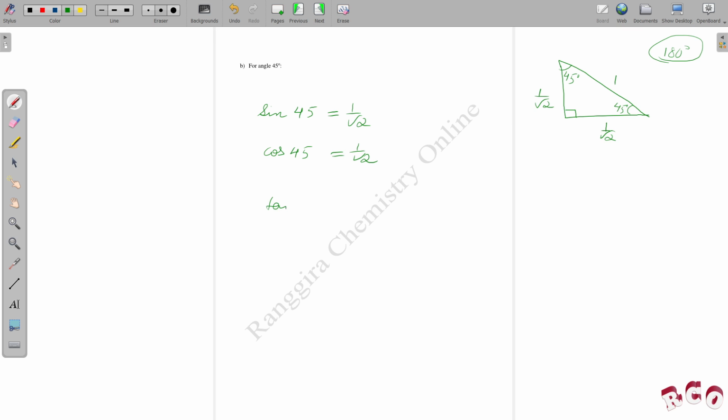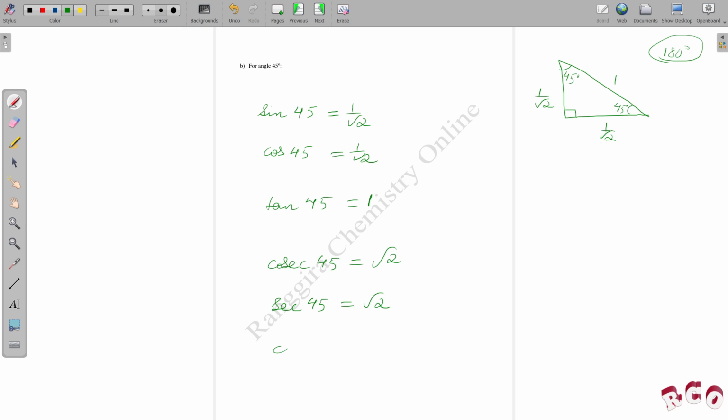And then tan 45 will be what? 1 by root 2 divided by 1 by root 2, so it will be 1. Now cosec 45 will be hypotenuse by opposite. So it will be 1 by 1 by root 2, so it will be root 2, isn't it? You'll be getting root 2. And then sec 45, again it will be root 2.